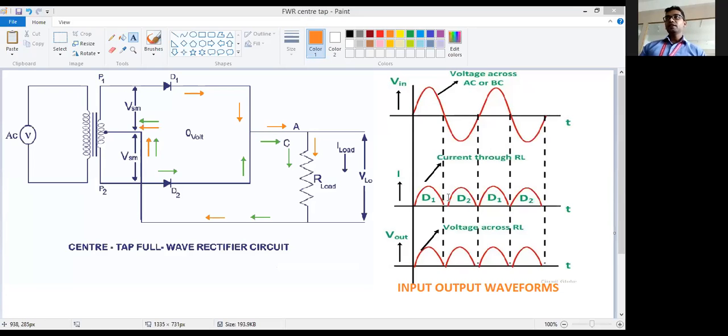And in case of the negative half cycle, the current is flowing because of D2, because D2 is forward bias and D1 is reverse bias. Hence, obviously the current is flowing because of D2, but the direction of current here you can see, again the orange line and the green line, both currents are from upward to downward. So obviously the current is positive.